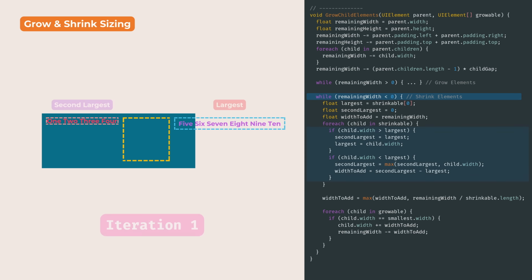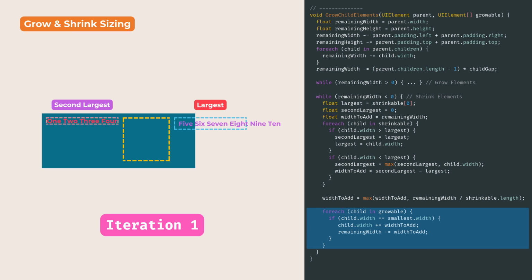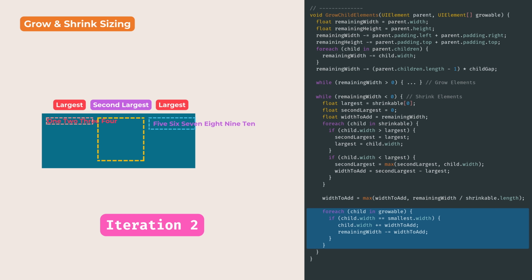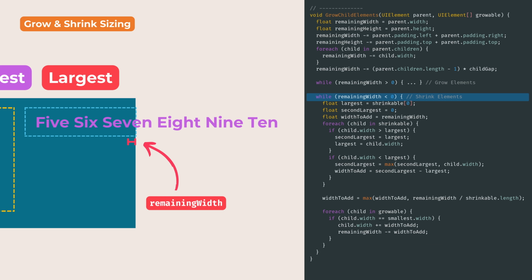We identify the largest and second largest child elements as the 2 text containers, and then we shrink down our right-hand text container to be equal width to the left one. Our next iteration identifies our 2 text elements as the equal largest containers and our fixed size element as the second largest. So we shrink both our text elements down to the size of the fixed element. Now it looks like we're done here, but there's actually still a small amount of width left to make up.